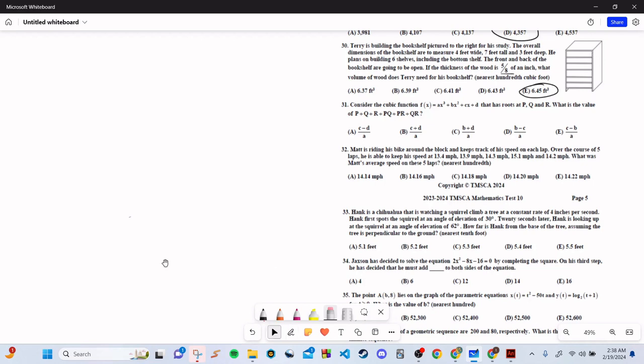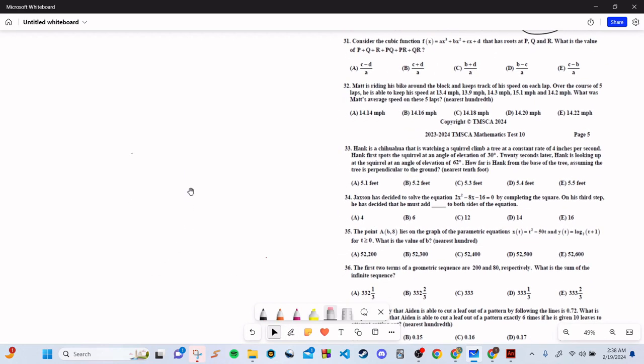Then we have 31. So we want to consider the cubic function, well, this is just a standard cubic. It has roots p, q, and r. So we want to know the value of p plus q plus r, that's the sum of the roots, and pq plus pr plus qr, which is the sum of the products of the roots taken two at a time. And so it's very important to know Vieta's formulas.